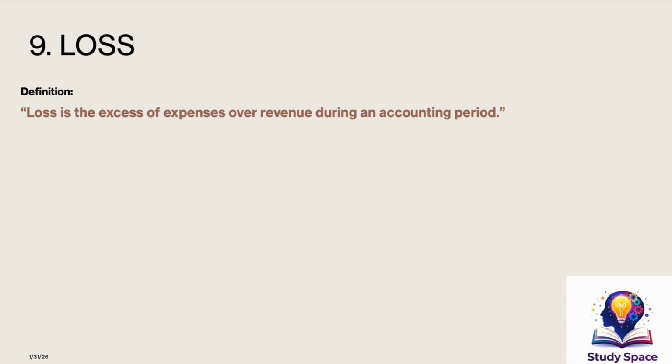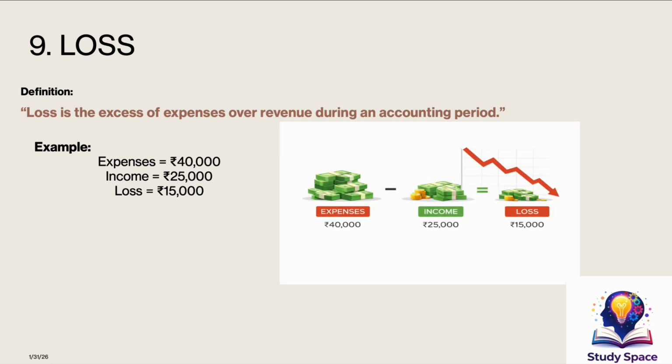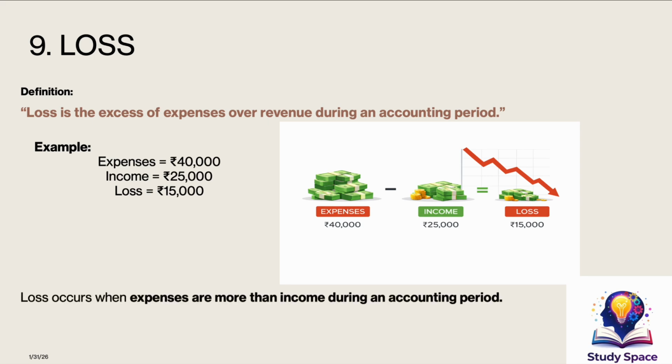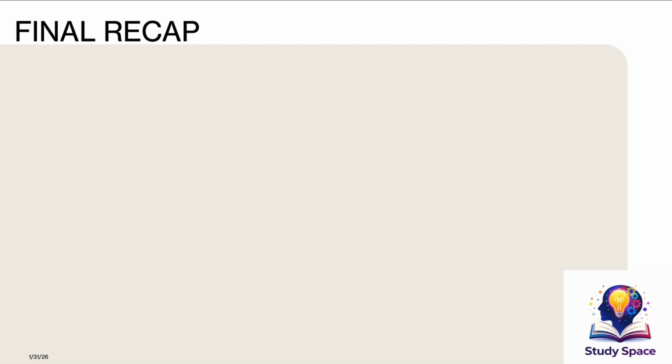Now, let's see what is loss. Loss is the excess of expenses over income during an accounting period. If we see that now we have an expense of 40,000 rupees and income which is 25,000 rupees, and if we deduct expenses from income, we get a minus balance. So here we get a 15,000 loss. So loss occurs when expenses are more than income during an accounting period.